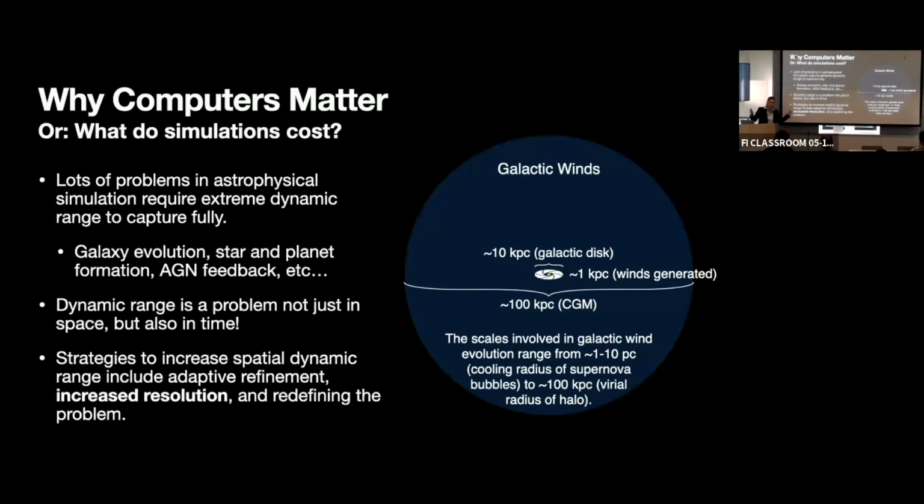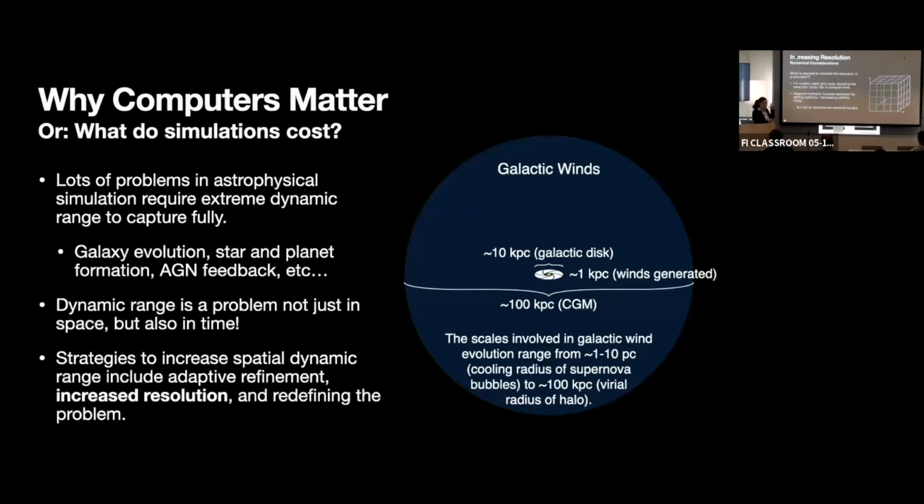Increasing resolution, of course, is another strategy and the one that I'll be talking about. But also just redefining the problem, right? Sometimes, even with all of the power of an exascale computer or an adaptive code, you're still not going to be able to do this, and you need to think even more outside of the box, as it were.